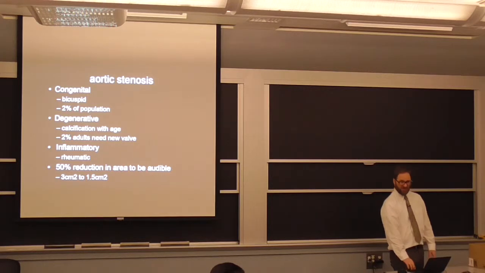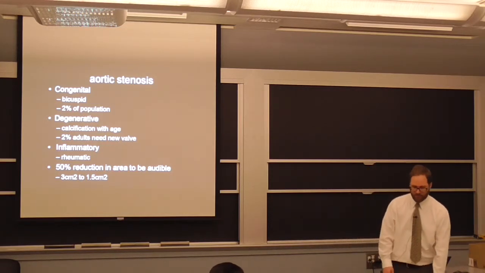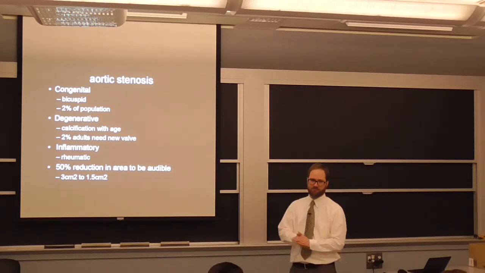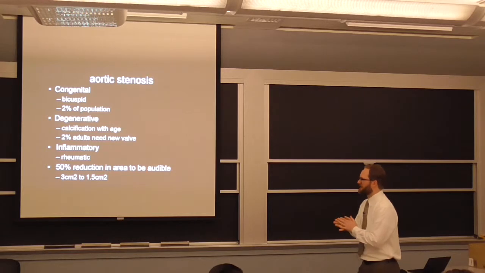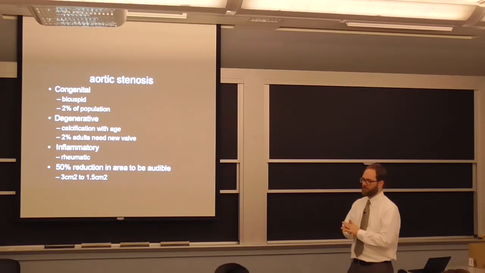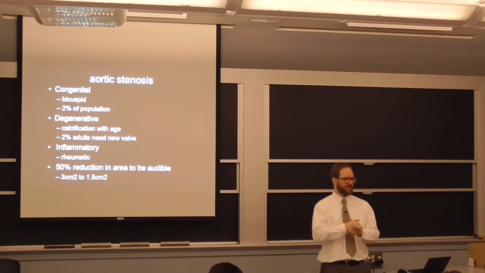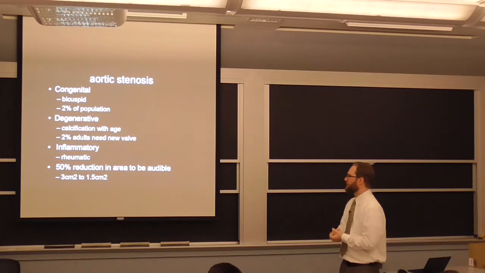So stenosis, we talked about carotid stenosis. Stenosis is a narrowing. You can have a congenital aortic stenosis. People are just born that way. About 2% of the population have aortic valves that are smaller than average. As you get older, they can degenerate. There are calcifications that can build up and close down the aortic valve, make it more narrow. And so you get more turbulence as blood passes through. In about 2% of adults, it gets so small that they need a valve.